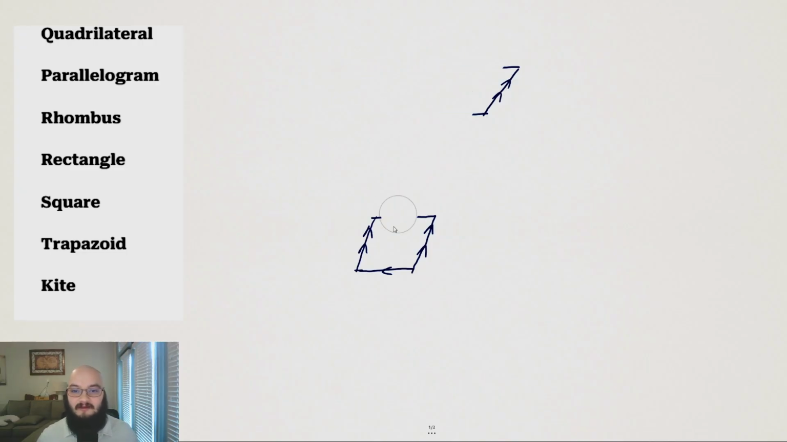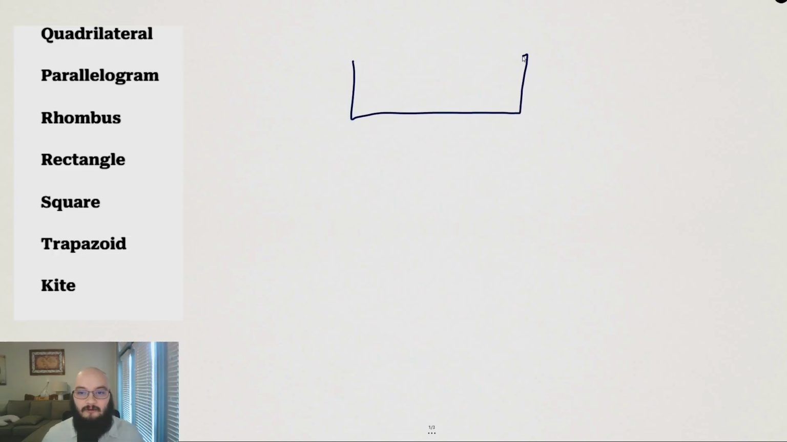In the same vein of parallelograms and rhombuses, we have rectangles and squares. For something to be a rectangle, it has to follow a couple of rules. First, it must be a parallelogram. This means we need to have two pairs of opposite parallel sides, and it has to have four right angles. So what makes something a rectangle is it is a parallelogram and it has four right angles. That is what makes something a rectangle.